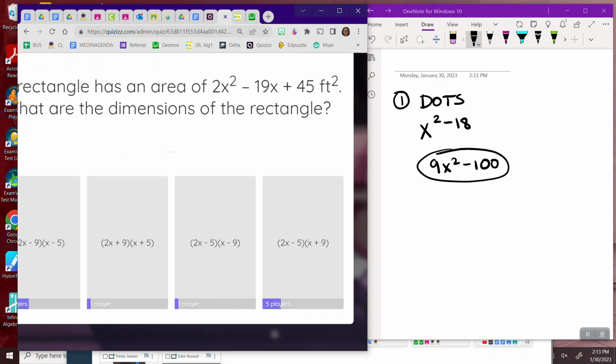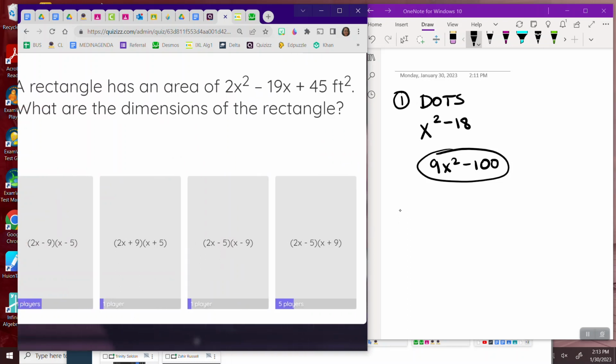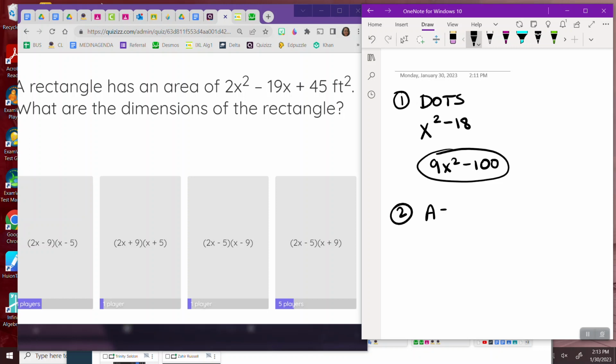All right, this one. It says a rectangle has an area of 2x squared minus 19x plus 45. Please, what you can be doing is writing this down, but talking or doing nothing is not an option, okay, guys? It says, what are the dimensions of the rectangle? Literally, it's saying factor me. Are we clear?